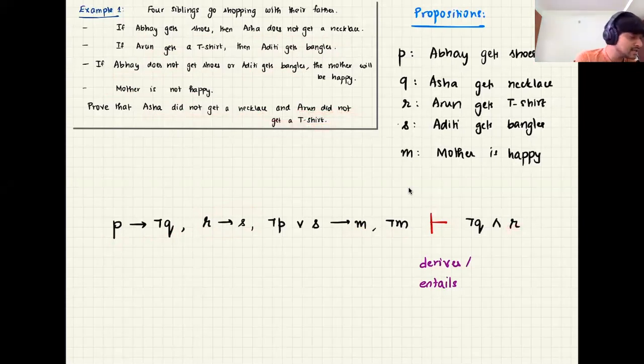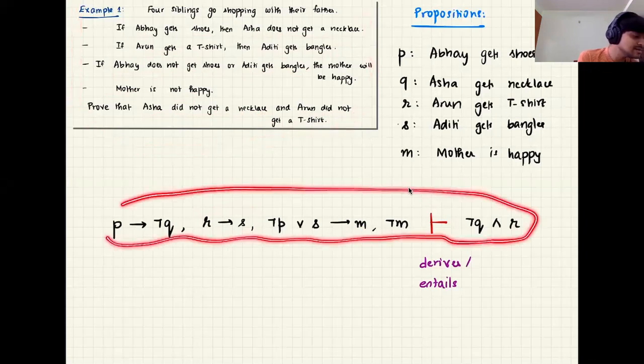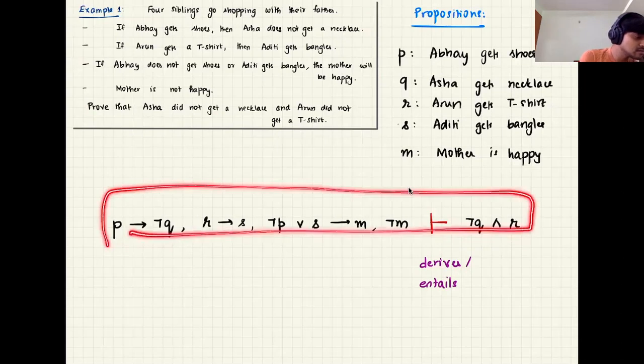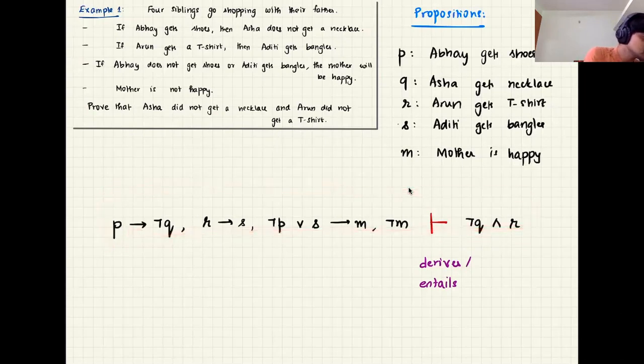Okay. So this entire example can be written as, it's just a language to write this. So given these premises, derive not Q and R. Okay. So this is an example of a sequent.